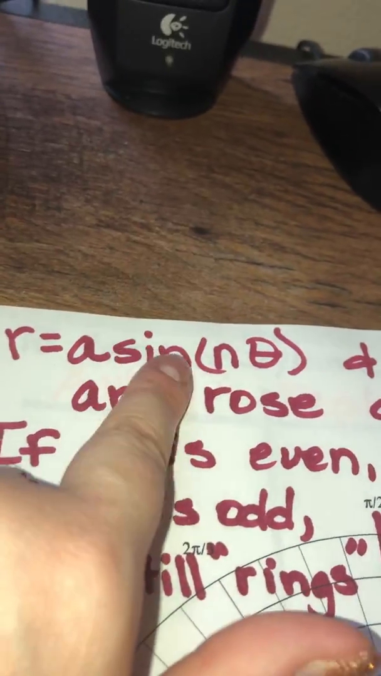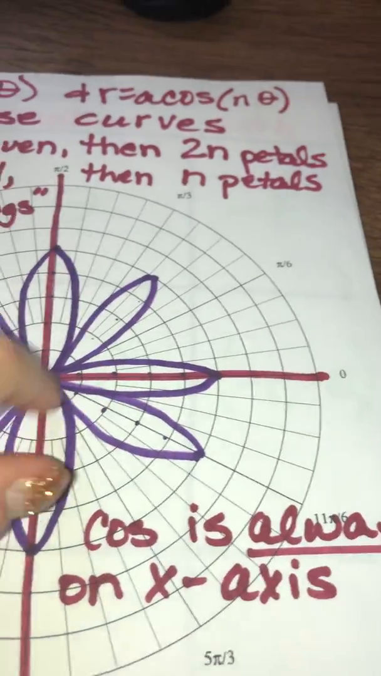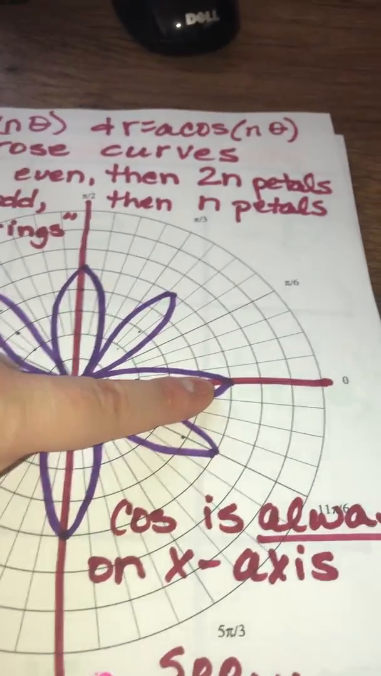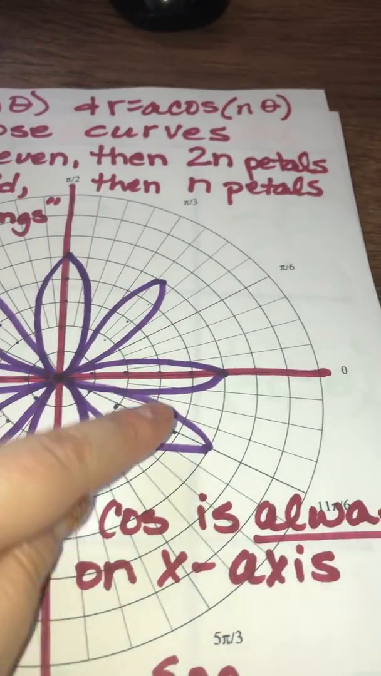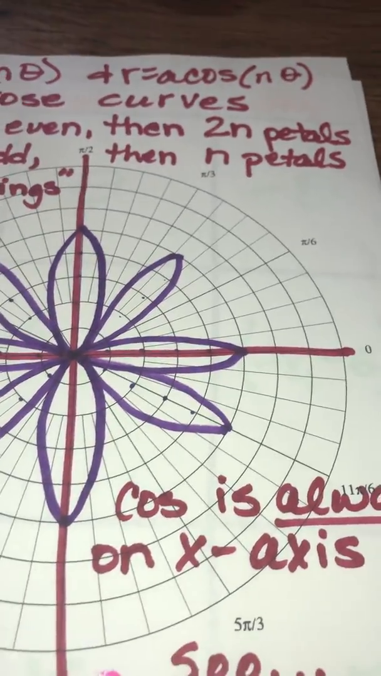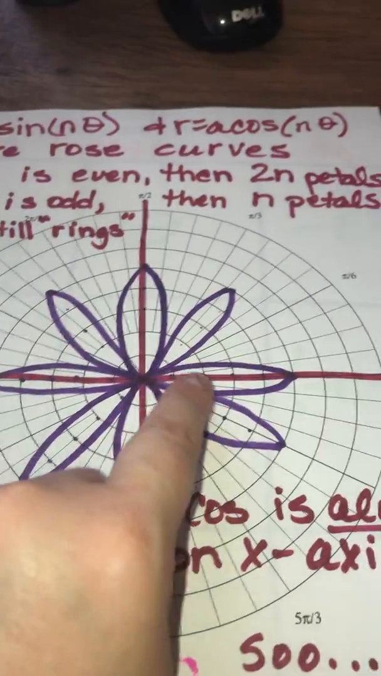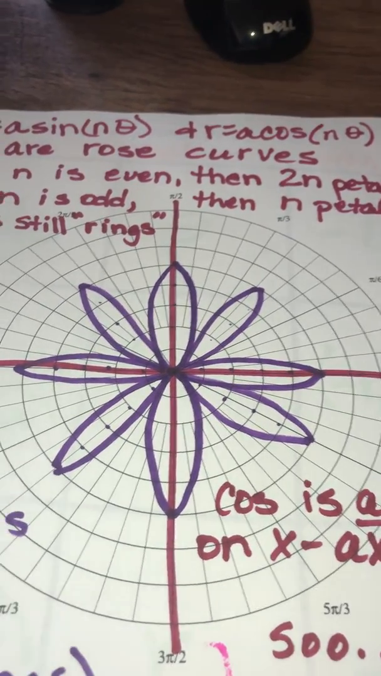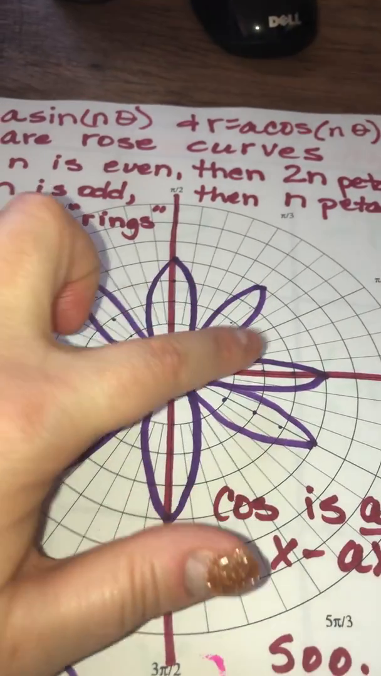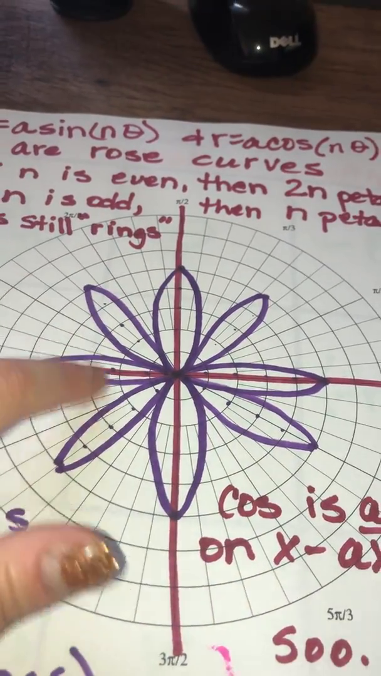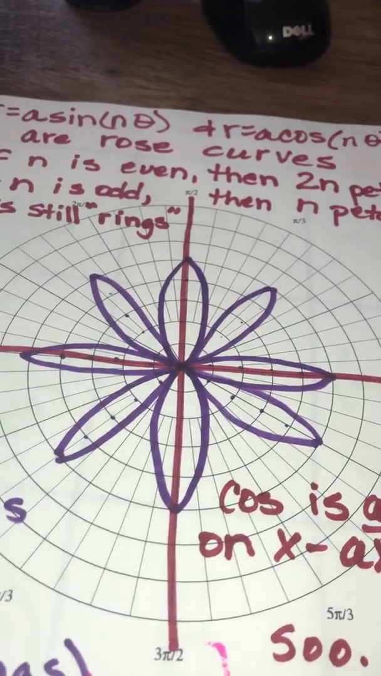What determines whether it's sine n theta or cosine n theta is if it has a petal on the x-axis. So again, if it has a petal on the x-axis, that means it's cosine. If the petal is not on the x-axis, it's automatically sine. So since this sucker has a petal on the x-axis, it's definitely cosine. And let's count the petals. I have 1, 2, 3, I can't count. 1, 2, 3, 4, 5, 6, 7, 8.